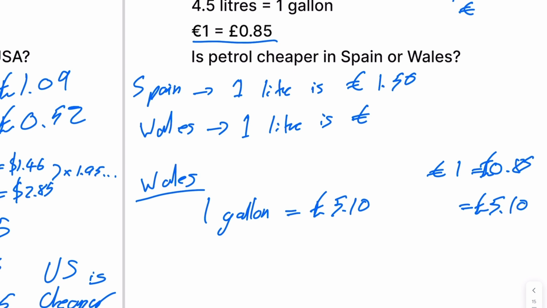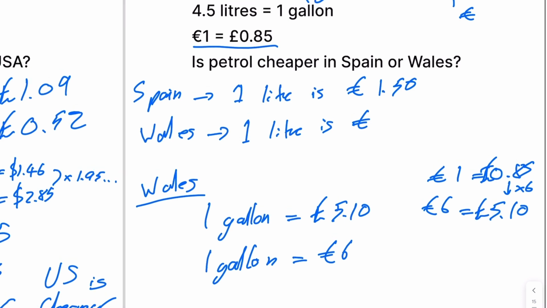So then you know that to go from here to here, they've multiplied by 6. So to go from here to here, you multiply that by 6. So I can now rewrite this in euros, so that then becomes 1 gallon is equal to €6. So that's that done. Now the next step is the volume.